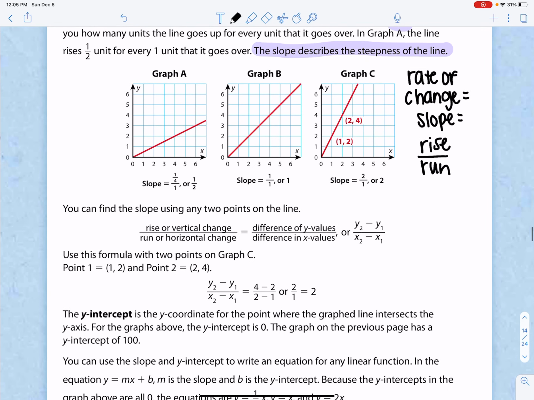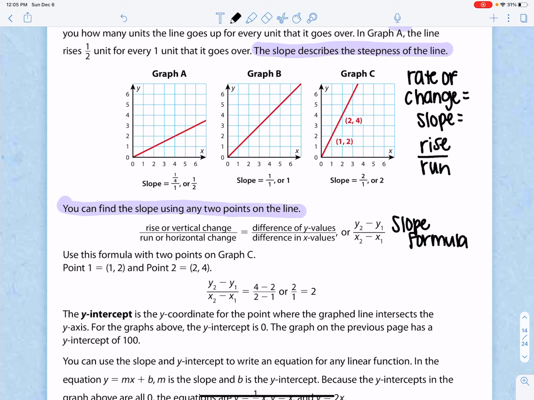Okay, you can find the slope using any 2 points on the line. That is so important. There's no special recipe that you have to follow. You just find 2 points that lie on your line and you use them in your slope formula. The rise, or the vertical change, over the run, which is the horizontal change, is the difference of the y values divided by the difference in the x values. This is our slope formula: y2 minus y1 divided by x2 minus x1.